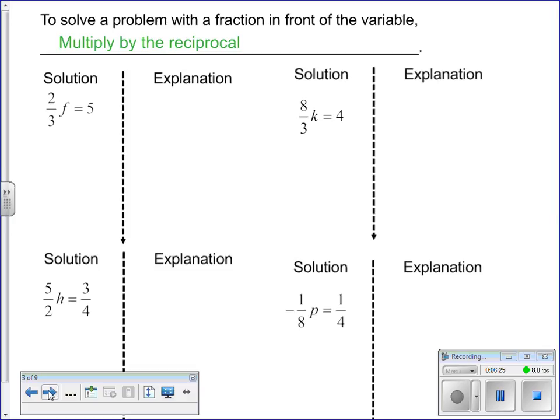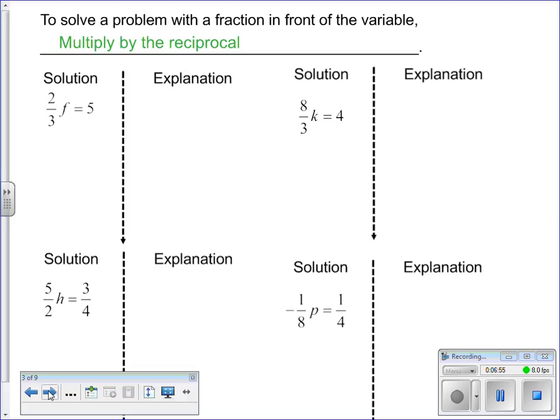Because the idea is I have 2/3 F, I want 1 F. I want to know what 1 F equals. So I need to take that 2/3 and make it 1, which is why the definition of a reciprocal is what do I multiply to get 1? Because I want 1 F. I want 1 K. I want 1 H. I want 1 P. How do I get one of those? I multiply the fraction in front by its reciprocal to make it 1. So I multiply both sides. And I always have to do both sides, right?